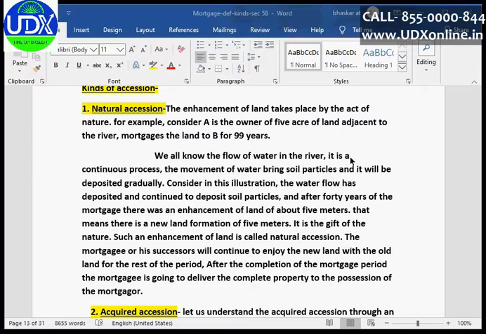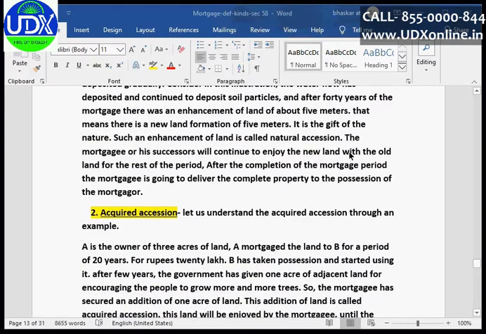And in the natural manner, there will also be the destruction of the existing land. That is called diluvion. Okay? Mother Nature creates the land and also destroys that land. So destruction of land by Mother Nature is called diluvion, the opposite word to accession. So kinds of accession: number one, natural accession, and number two, acquired accession.